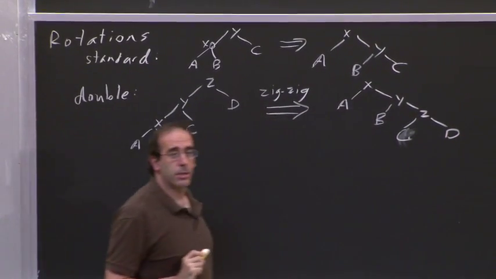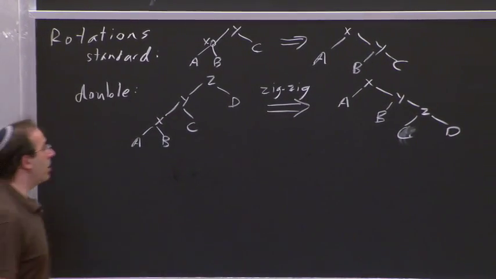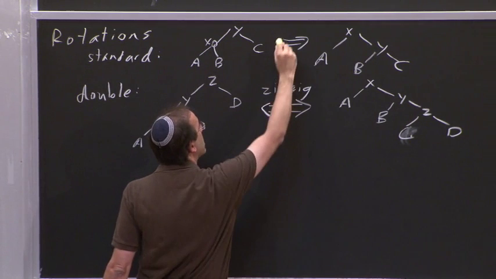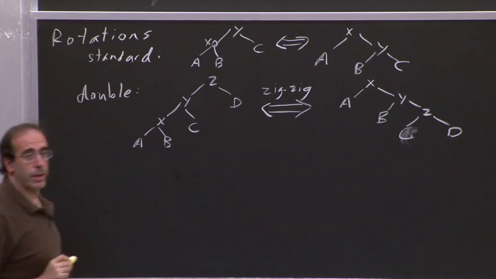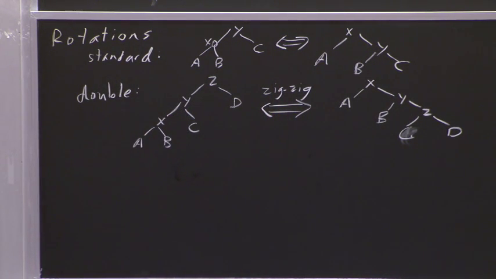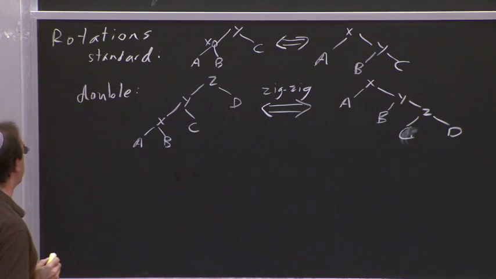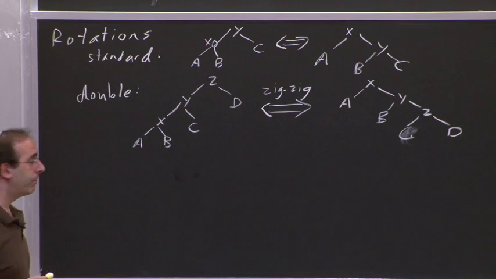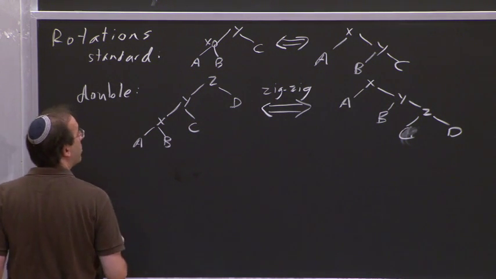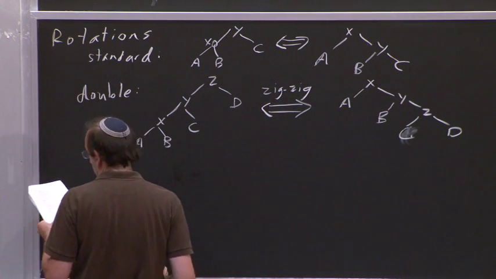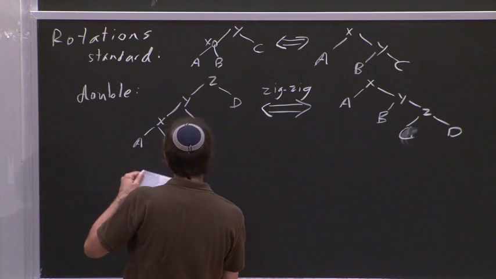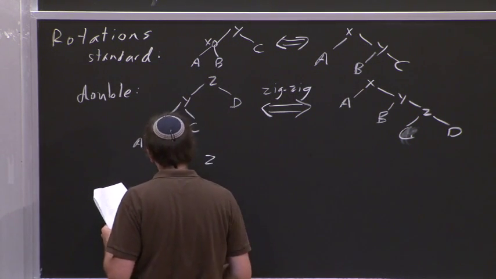Which creates this structure. Okay? And you'll notice that the zig-zig, just like the single rotation, is bidirectional, right? You can undo a zig-zig with a zig-zig in the opposite direction. But the really interesting one is what's known as the zigzag.